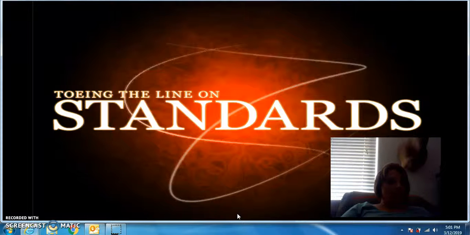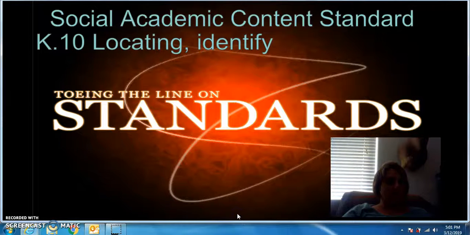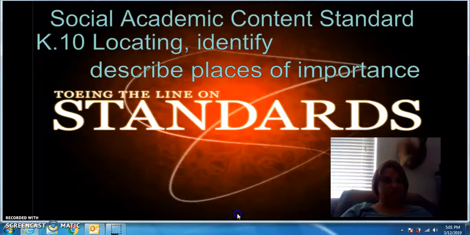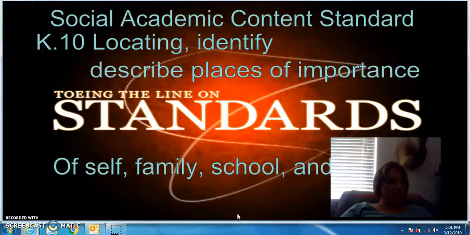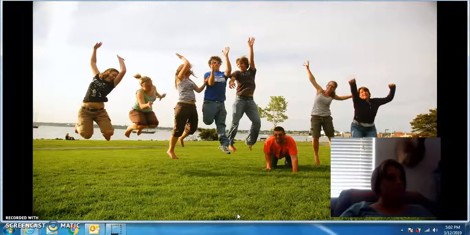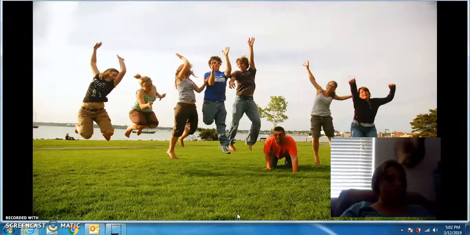We will be working with social academic content standards K-10, locating, identifying, and describing places of importance of self, family, school, and culture. Most children love to learn about things that involve places around them, and my goal is to make this night a fun family learning night.